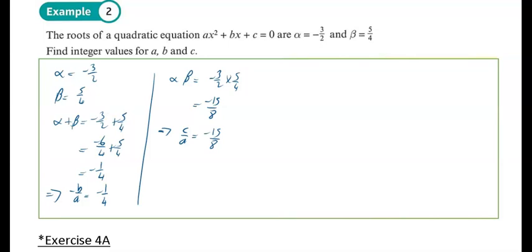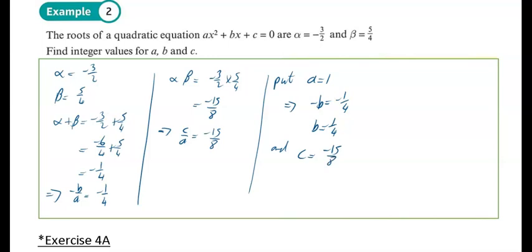All I'm going to do here is, this is my way of doing it, it's not necessarily the quickest way, but it's a simple way, I think. I'm just going to always put a equal to 1, and then you can adjust at the end if it's not too pretty. So I'm going to put a equal to 1, which therefore means that your minus b is equal to minus a quarter, which means b is equal to a quarter. And also that means c is equal to minus 15 over 8. Okay, so you've got a few values.